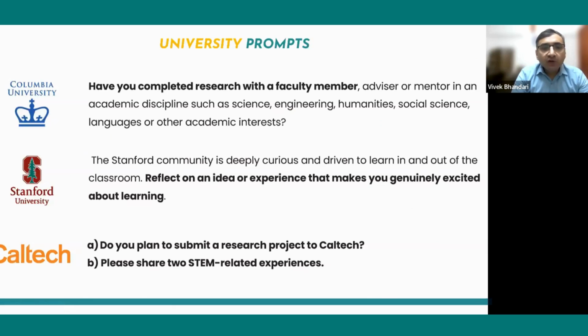In the previous slide, we looked at what, philosophically, the university is looking for in research. On this slide, you can see specific prompts that students have to answer. For example, Columbia University specifically provides you an opportunity to talk about research papers that you have done. They have a specific prompt: Have you completed research with a faculty member, advisor, or a mentor in an academic discipline such as science, engineering, humanities, social science, languages, or another academic interest? This is an important part of your submission.